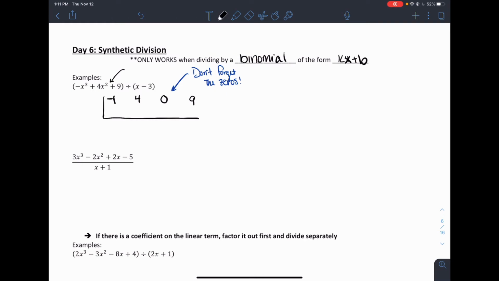Then I take this for my divisor, x minus 3. I flip the sign of this, so it's going to be positive 3. I drop the first term. I do 3 times negative 1. That's negative 3. And then I add 4 and negative 3. That's 1.